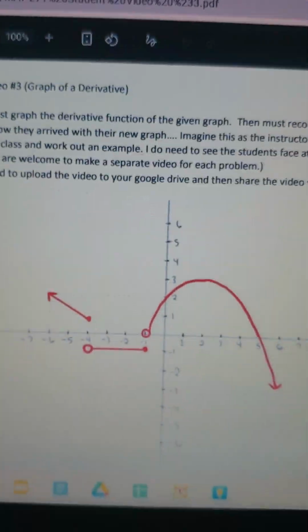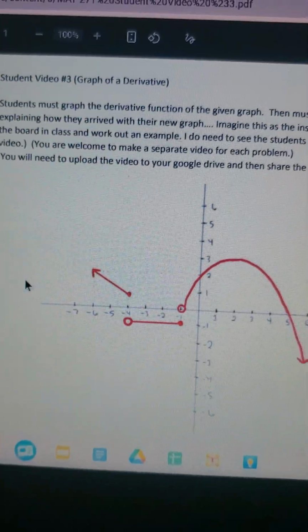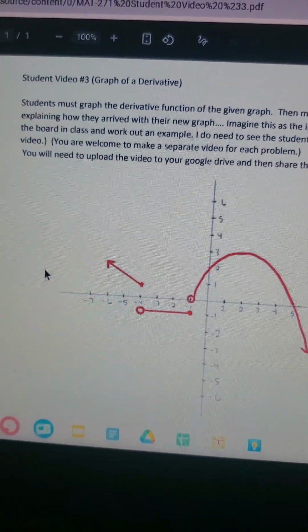1, 2, 3, 4. And that is a line right there. This is because this is a horizontal line, so the slope is 0, and thus the output on the derivative graph will also be 0.